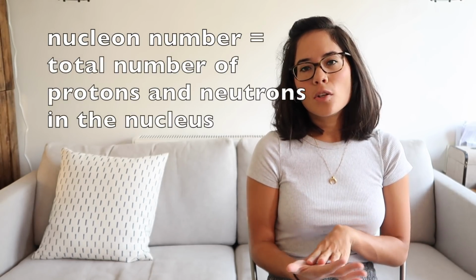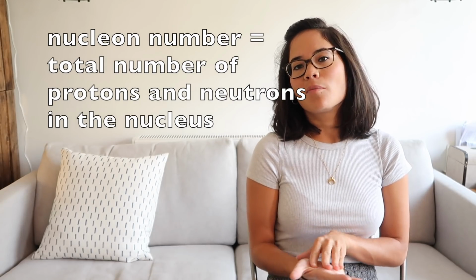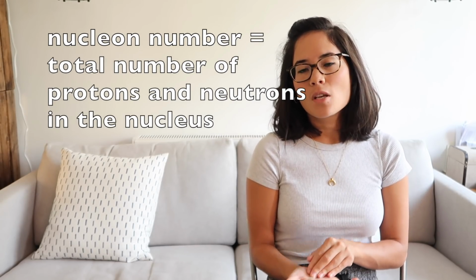Small thing to notice is the nucleon number, and that's just the total number of particles found within the nucleus of an atom. So it's the total of the protons and neutrons, i.e. it's also the mass number, so they're very closely linked.